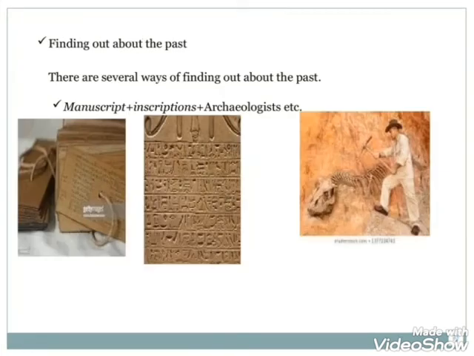The last content in this chapter is finding out about the past. There are several ways of finding out about the past. One is to search for and read books that were written long ago. These are called manuscripts. Here you can see a picture. Because they were written by hand, the word comes from the Latin word manu, meaning hand. These were usually written on a palm leaf or on a specially prepared bark of a tree known as the birch, which grows in the Himalayas.